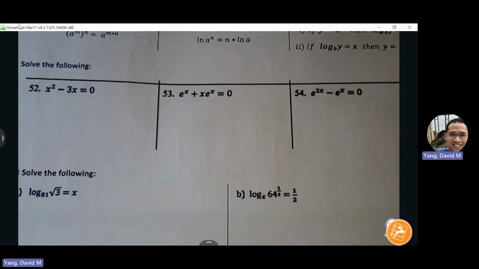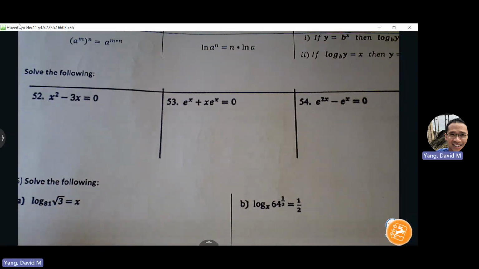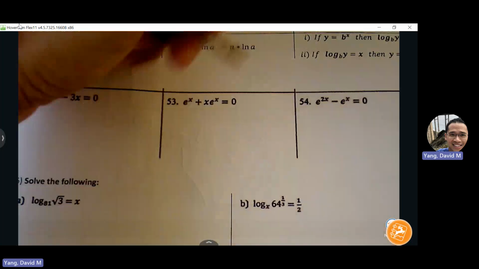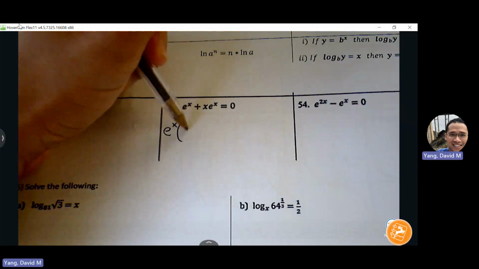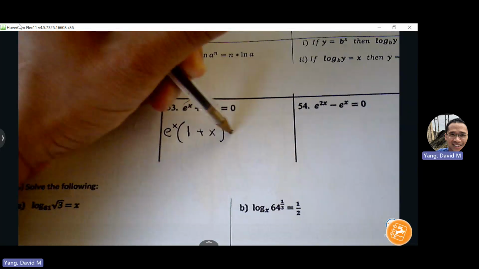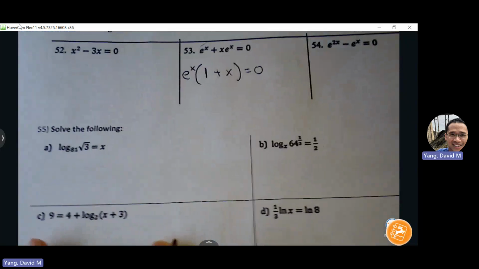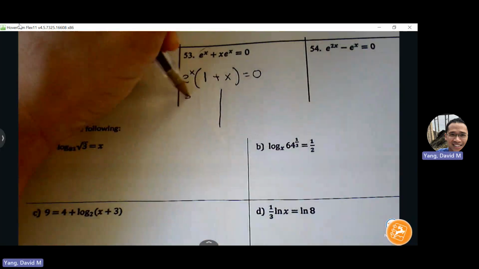Okay, so let's continue with the odds here. 53, e to the x plus x e to the x equals 0. I want to solve for x, but maybe it's easier if we think in terms of factors. What's the common factor shared between these two terms? e to the x. So if I take out an e to the x, I'm still left with a 1 from this term plus x. Now that I have it in factored form, I can set both parts equal to 0 and look for the solutions independently.